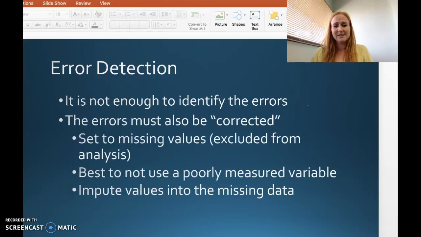Okay, so again, it's not enough to simply identify the errors. You also have to correct them. So these are some ways you can do that. So first, set it to missing values, exclude it from the analysis. Or two, don't use a poorly measured variable, just simply move on to something else. And three, impute values into the missing data, replace it with something else. So I'll show you some examples.